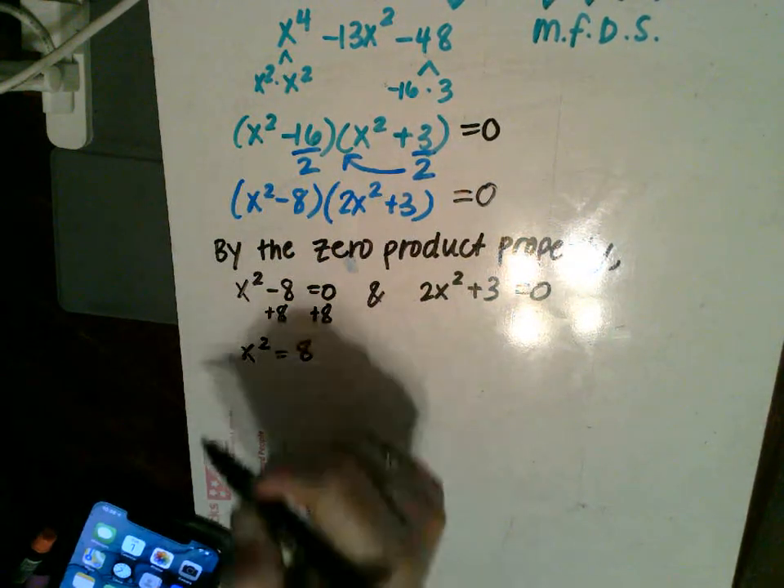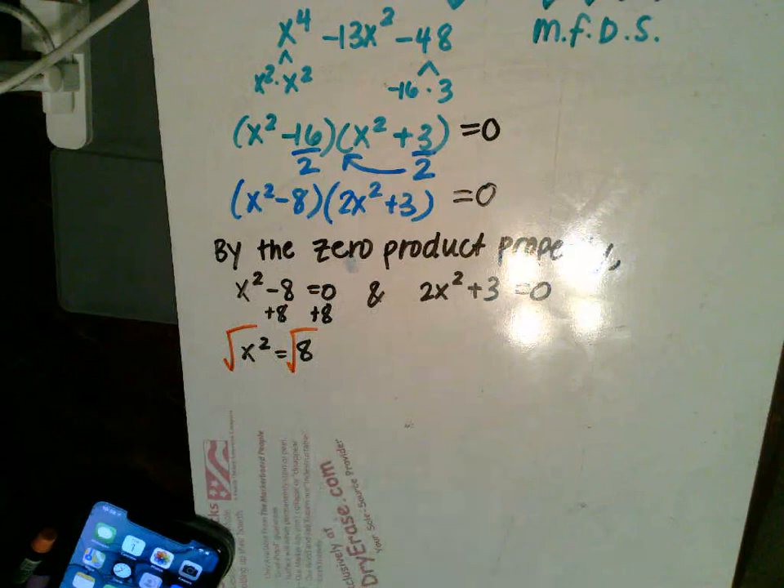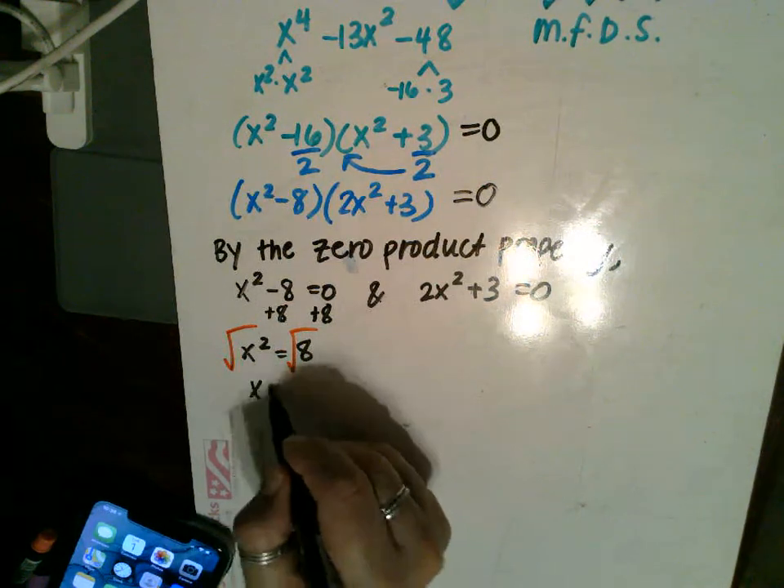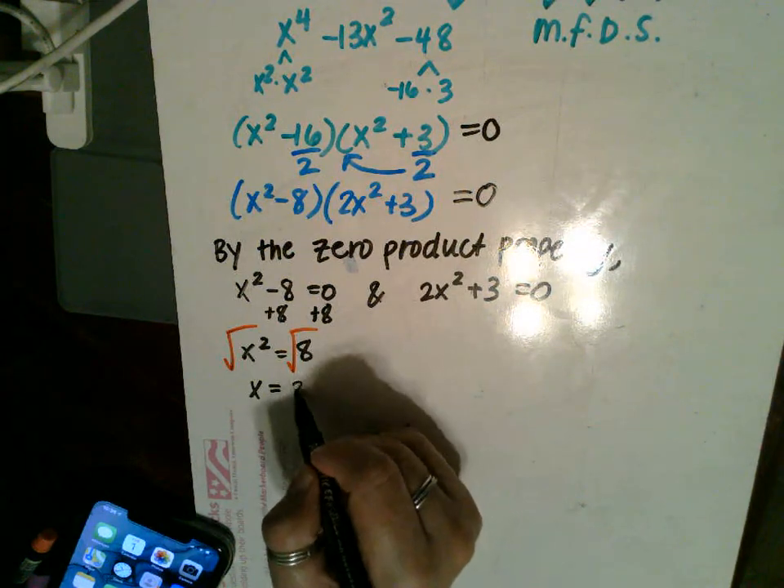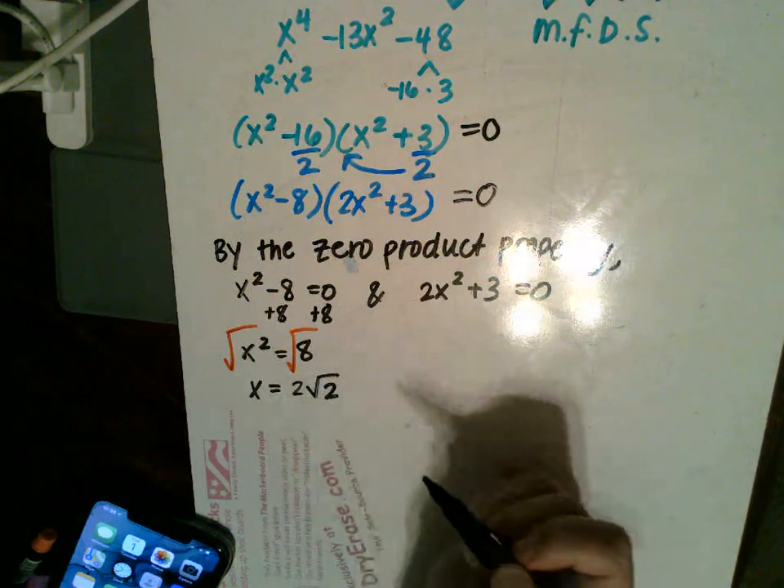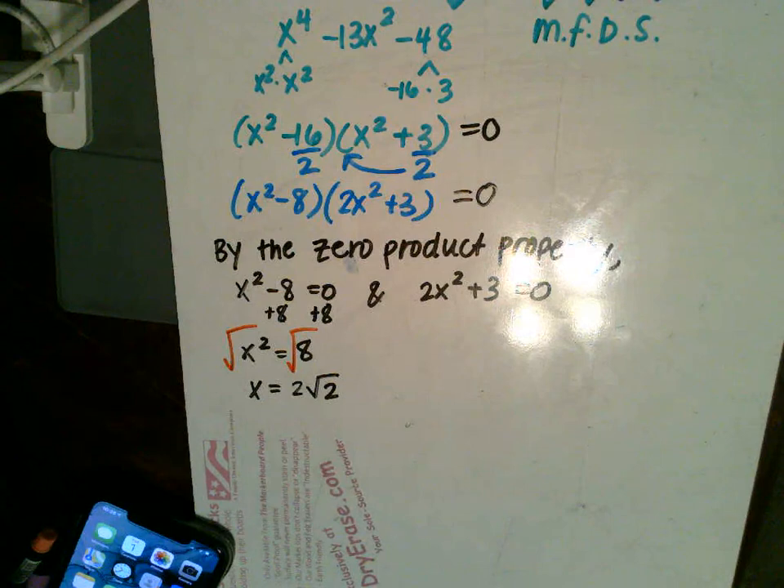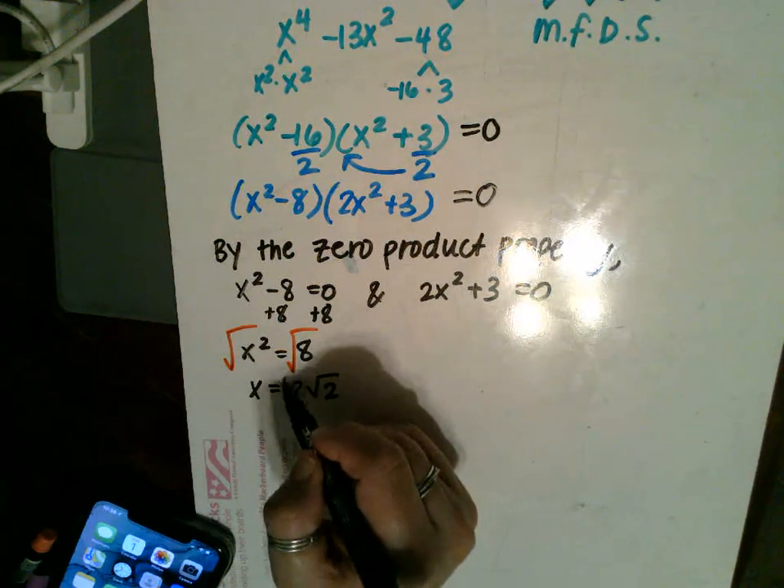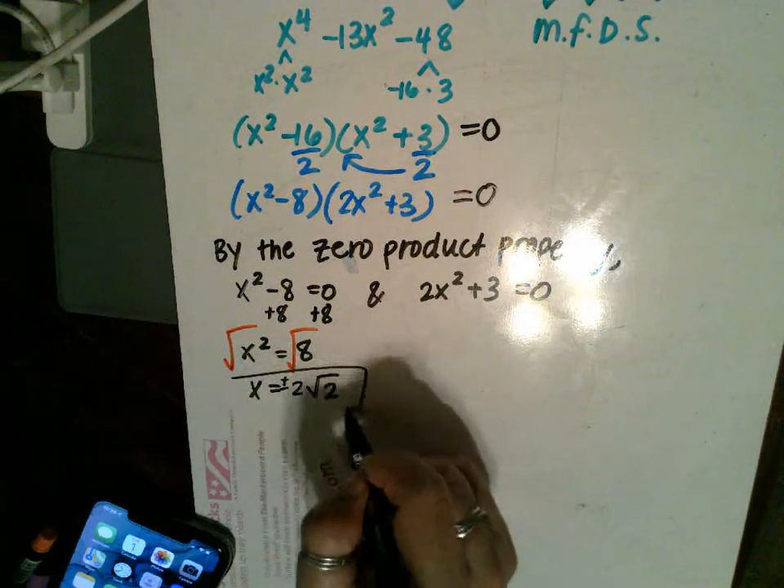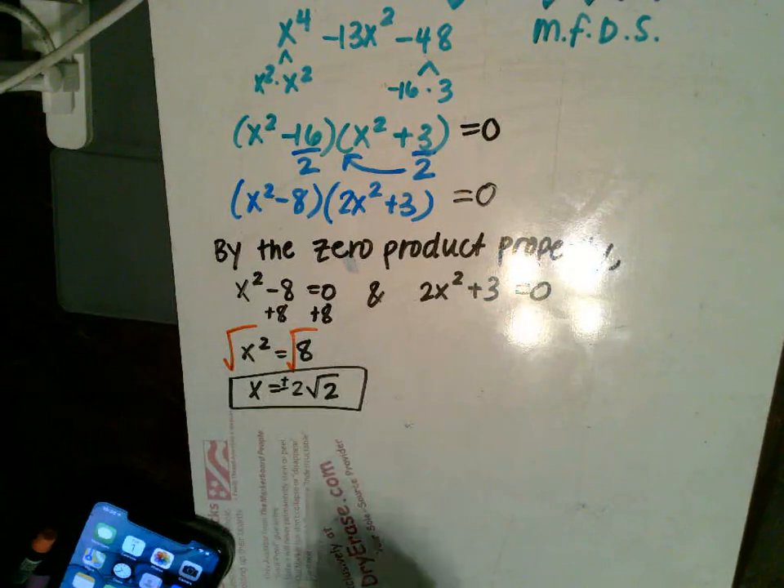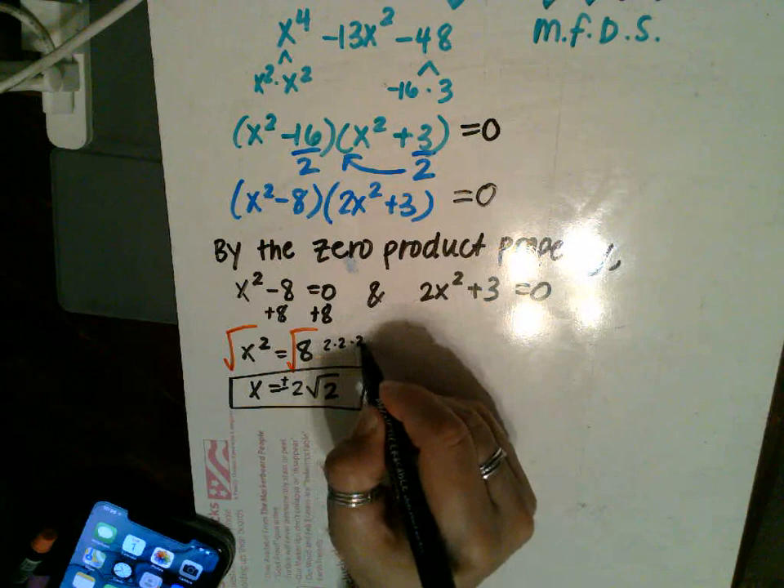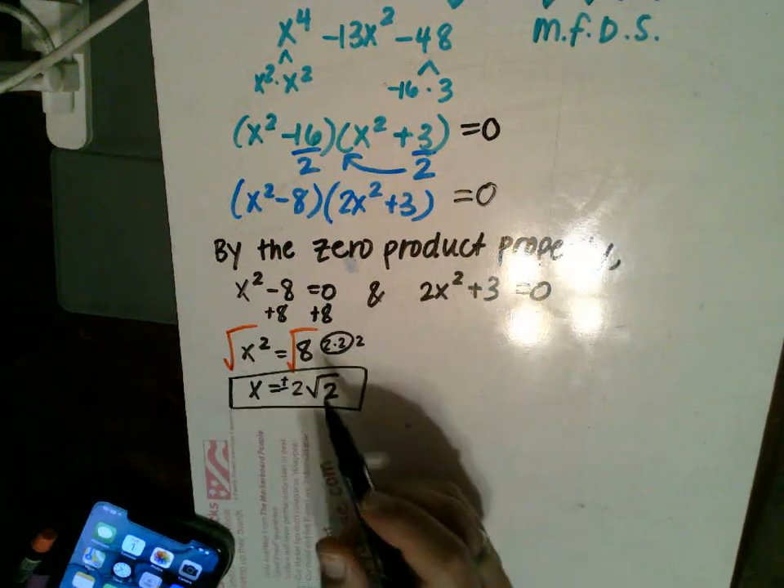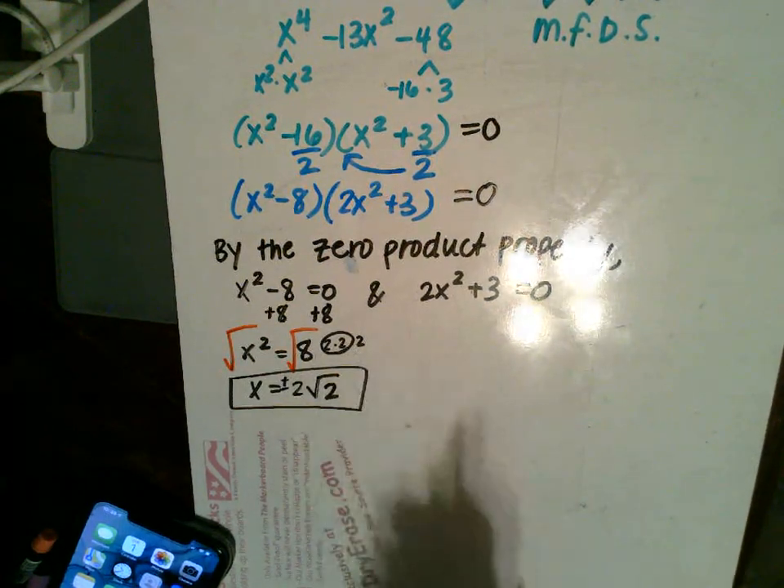Taking the square root of both sides, I'm going to end up with x is equal to plus or minus 2 radical 2. And the way I got that is, don't forget my plus or minus, the square root of 8 can be broken down to 2 times 2 times 2. One group of 2 breaks free, the other stays inside.